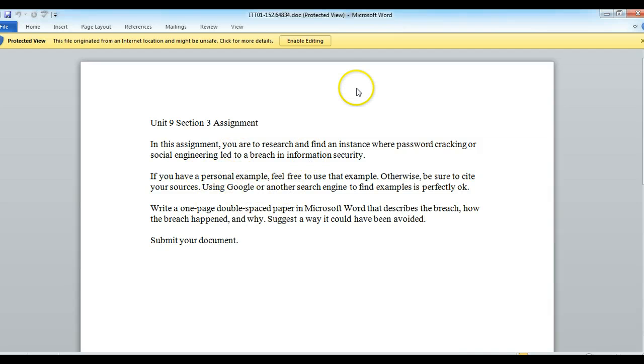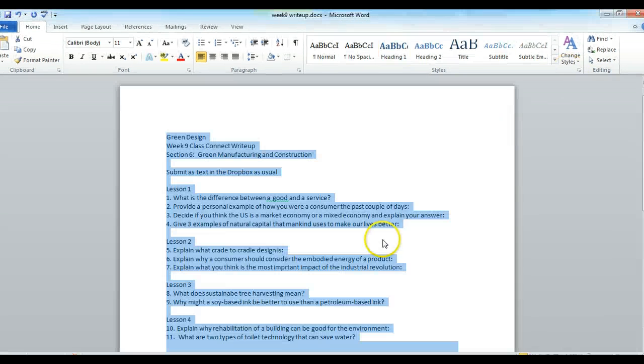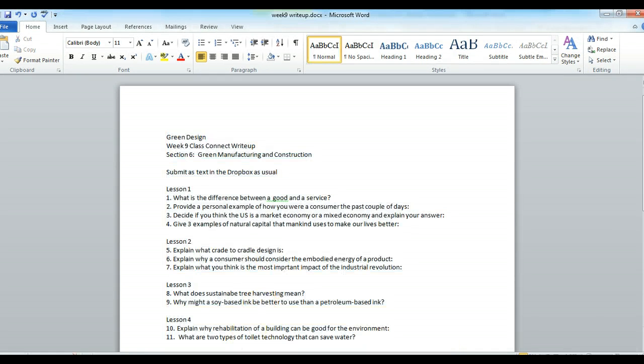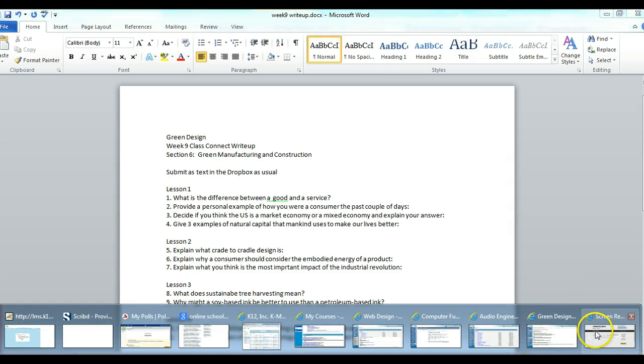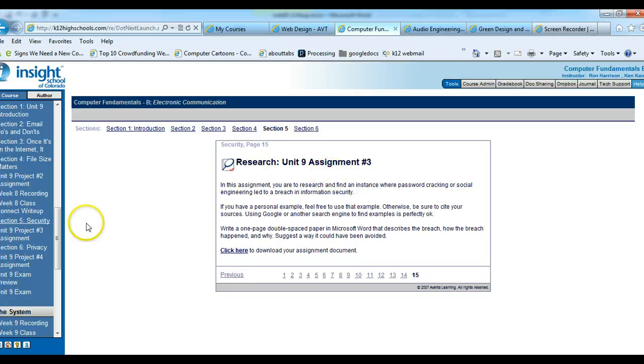So it's really the same thing we just looked at, isn't it? You're just going to do a little bit of writing about social engineering or about a breach of security. So that's Unit 9, Assignment 3. Now let me go back to the write-up.